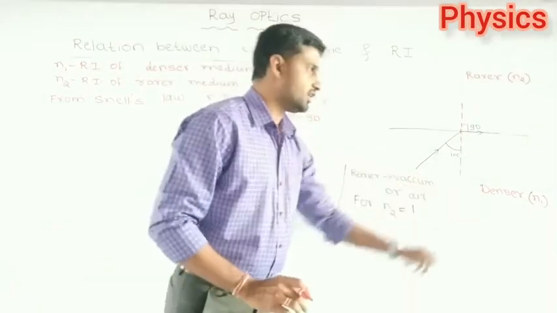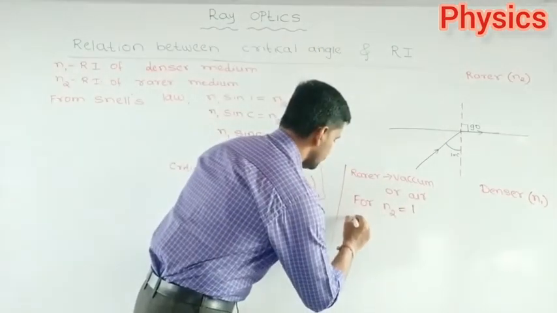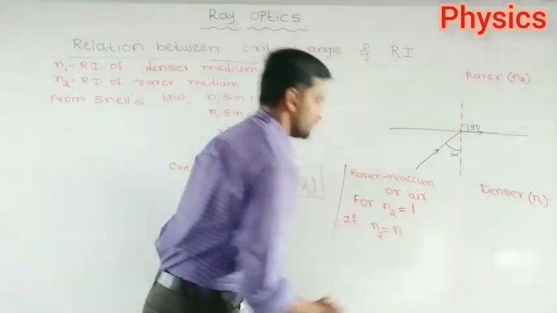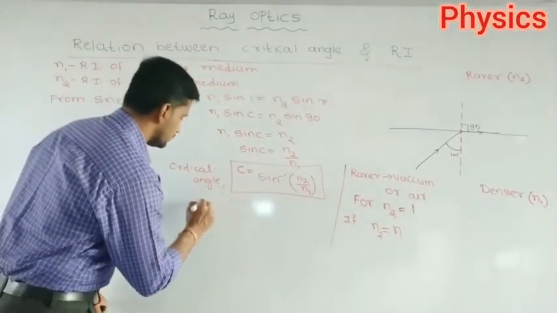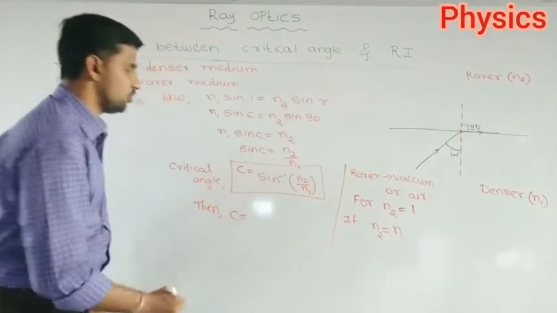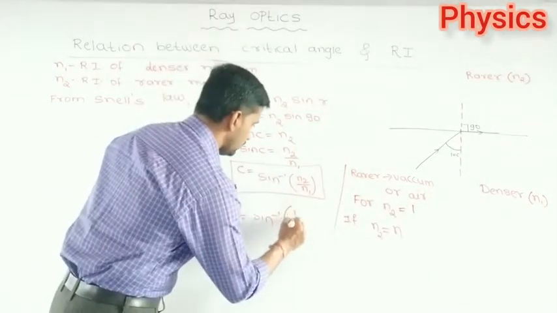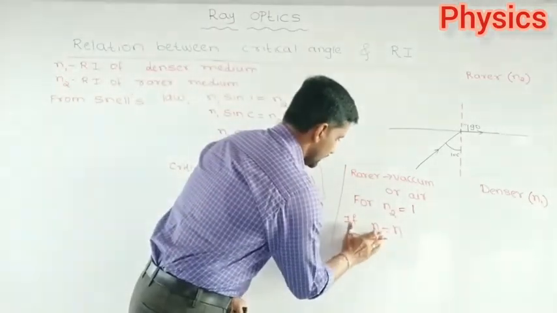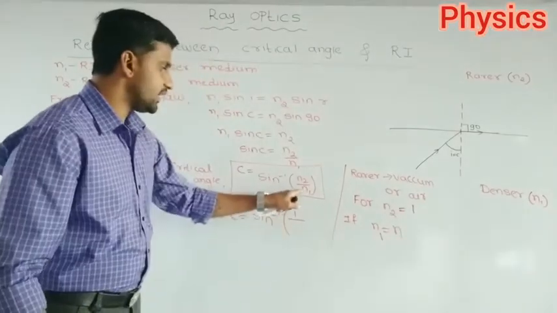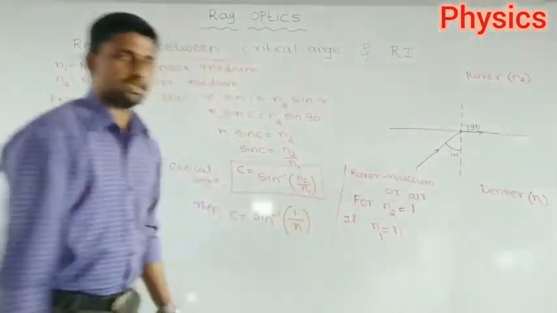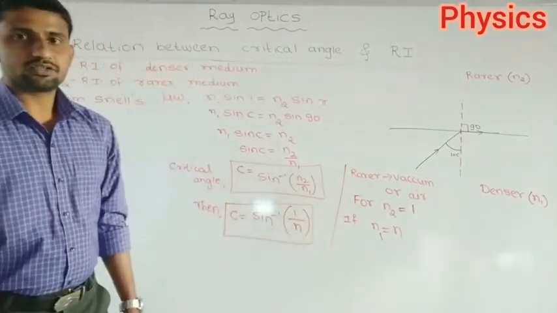And suppose I take the refractive index of the denser medium as N. Then I can write C is equal to sine inverse of 1 by N. Sorry, it is not N2, it is N1. If the refractive index of the denser medium, that is N1, is equal to N, then C is equal to sine inverse of 1 by N. So this is the relation between the critical angle and the refractive index of the medium.